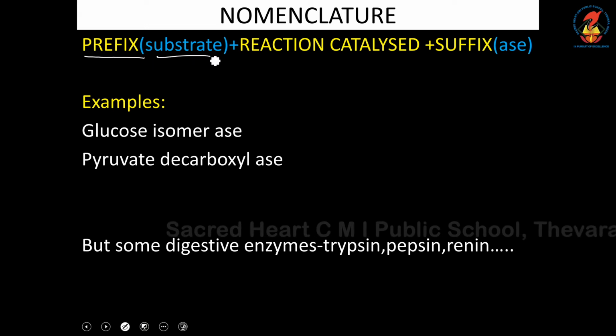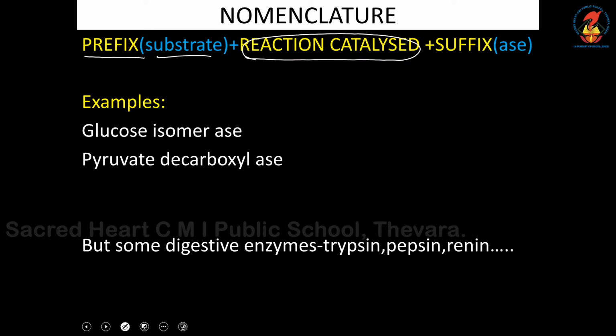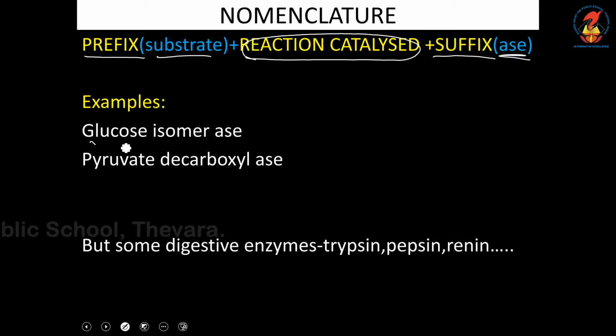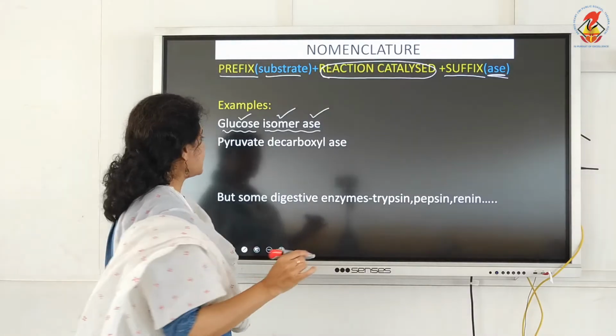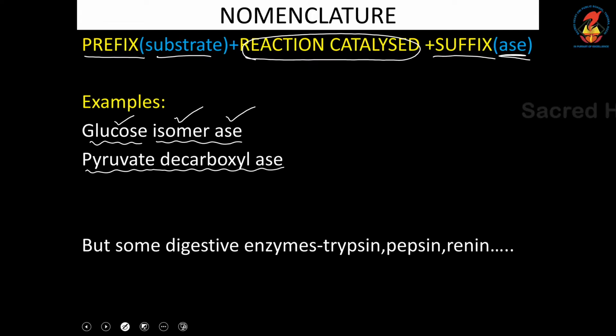See, we have the prefix indicating the substrate, the center name indicating the reaction catalyzed, and the suffix having the "ase" ending. So, some examples: glucose isomerase. Here it indicates that glucose is the substrate, isomerization is the reaction, and "ase" is the ending suffix which indicates it is an enzyme. Another example: pyruvate decarboxylase.